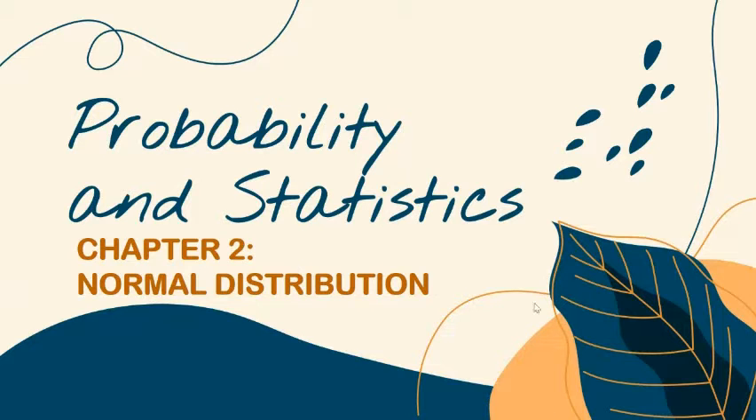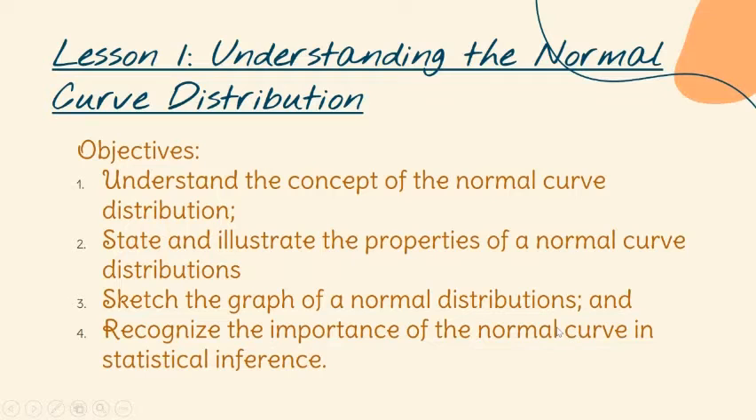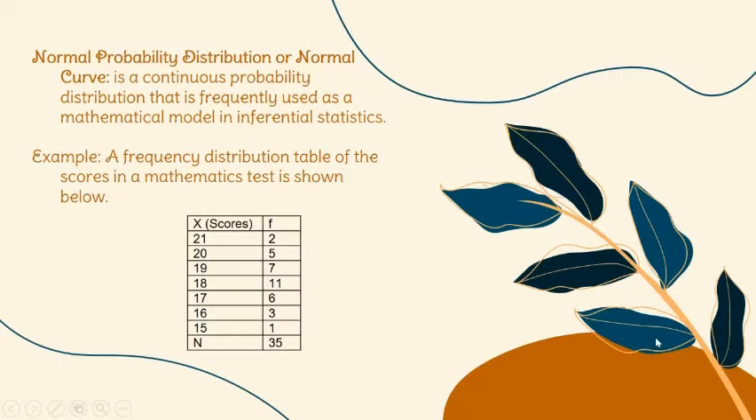So, for the first lesson, we're going to understand the normal curve distribution. And the objectives are: first, understand the concept of the normal curve distribution. Second, state and illustrate the properties of a normal curve distribution. Third, sketch the graph of a normal curve distribution. And lastly, recognize the importance of the normal curve in statistical inference.